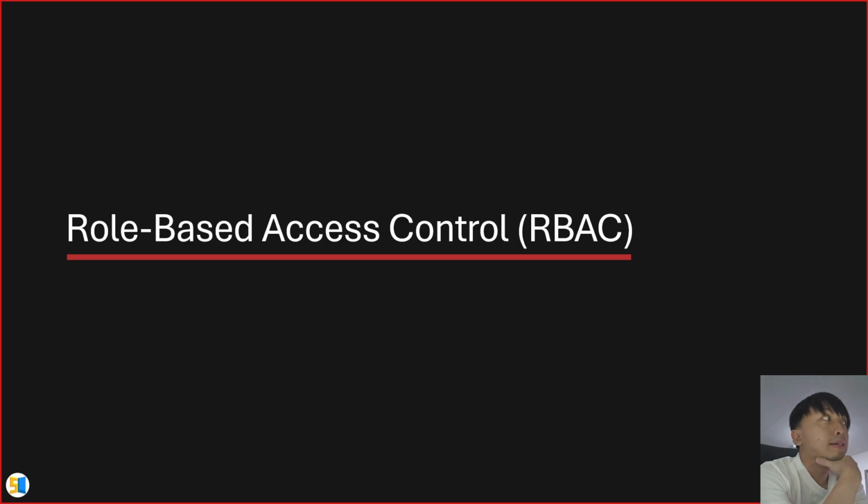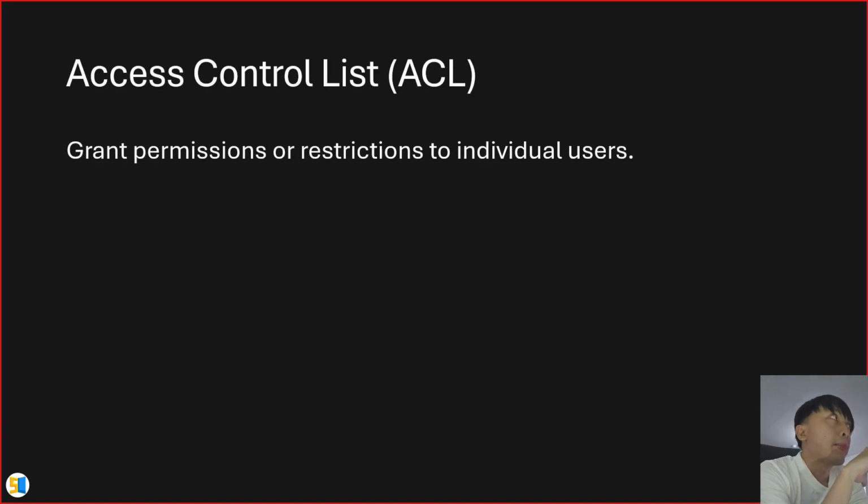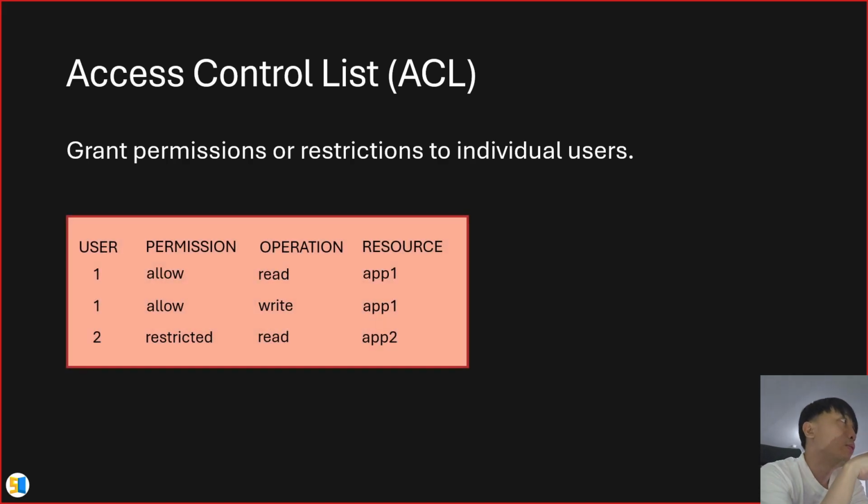So the first part is about role-based access control. When I was learning about this matter, I was curious about the difference between ACL, or access control list, and RBAC. So an access control list is an authorization system that can grant permissions or restrictions to individual users. So the keyword here is individual users. So you assign the permissions or restrictions to individual users.